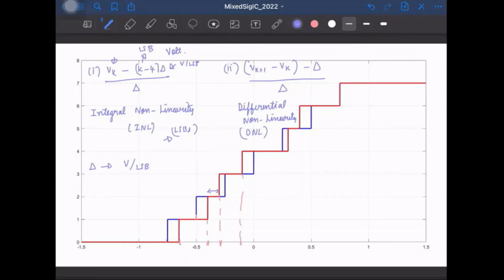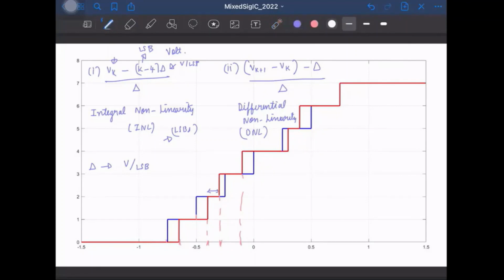And please notice that this DNL, the differential nonlinearity, explains how much the step size for each code has changed. So it shows the variations in the quantizer characteristic in a local sense. It gives you an intuition regarding the local variations in the quantizer characteristic. Whereas this INL shows how much these transition voltages have varied, and it gives you a kind of global picture.